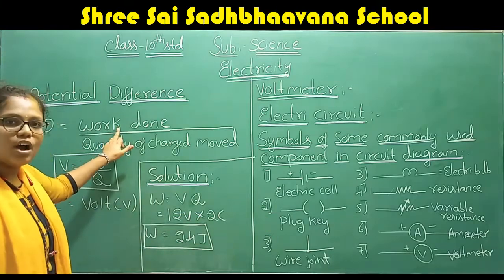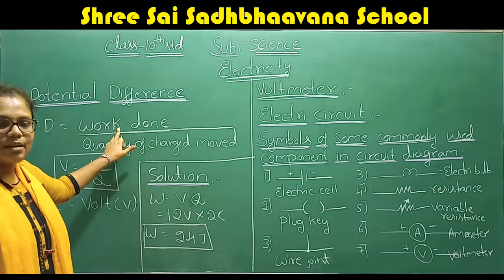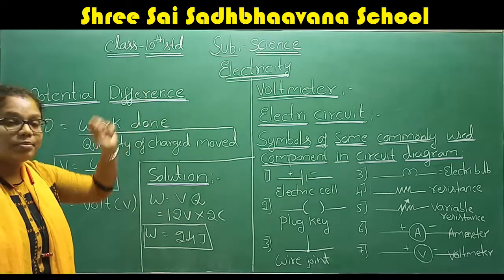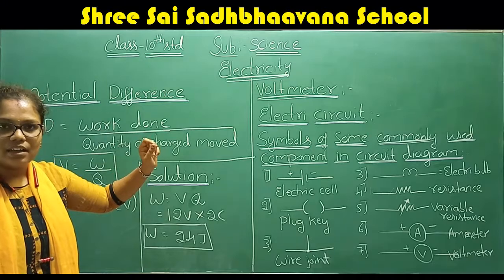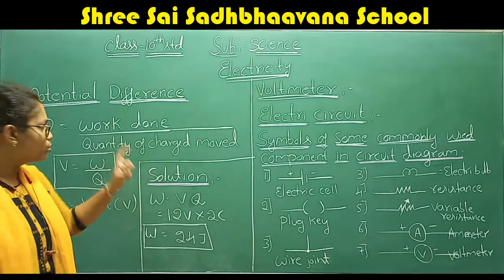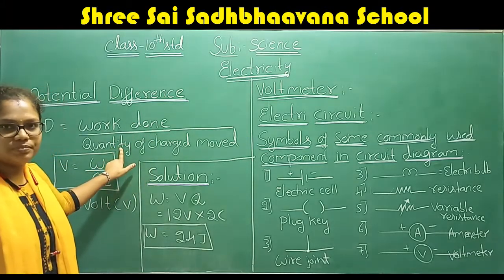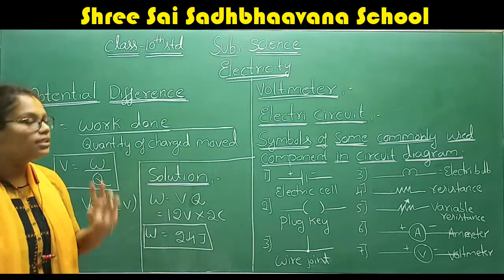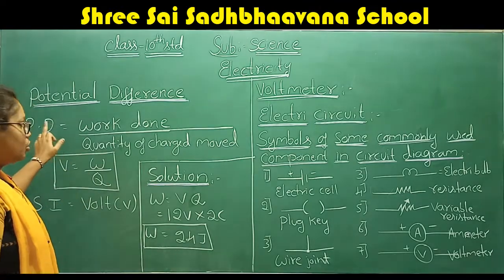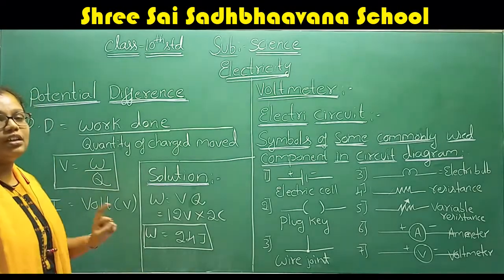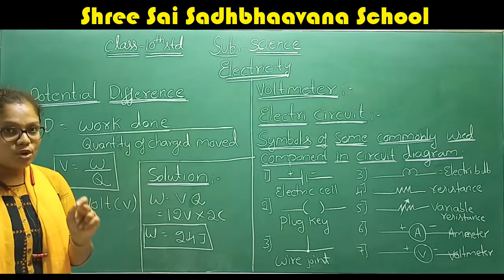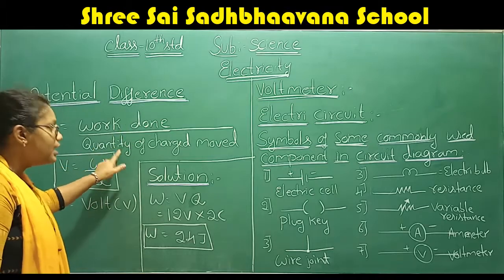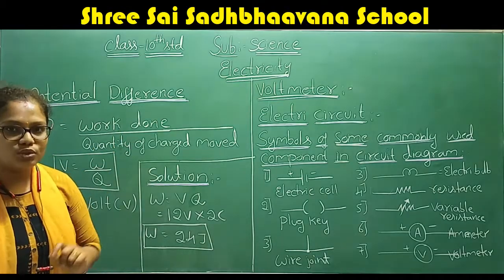The first is work done, how much work is done. Take an example: if you are moving from this place to the circle, how much work is done is how much distance you covered. The quantity of the charge moved is like how many steps you take to cover that distance. So what is the formula to find the potential difference? It is work done by quantity of the charge moved.